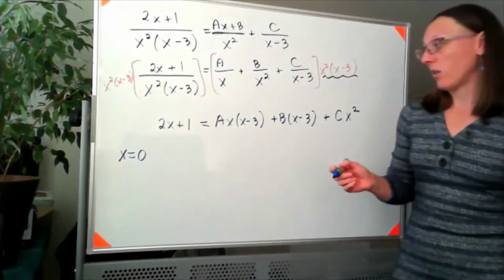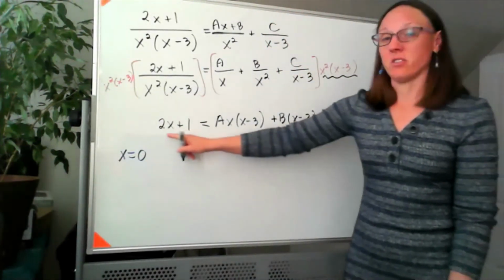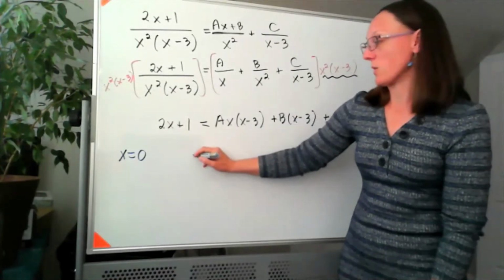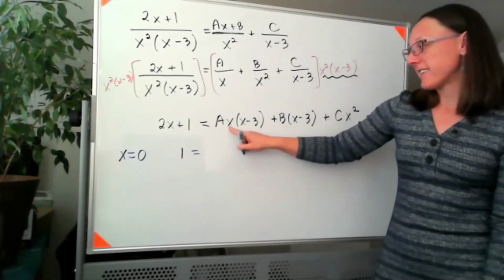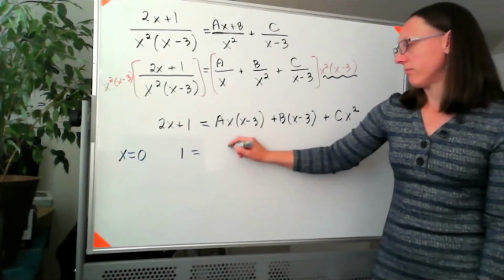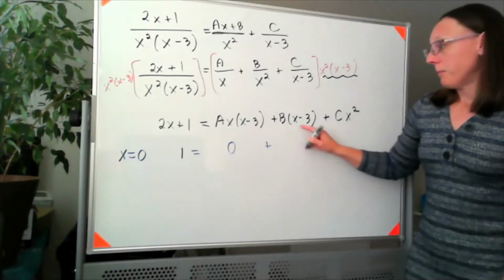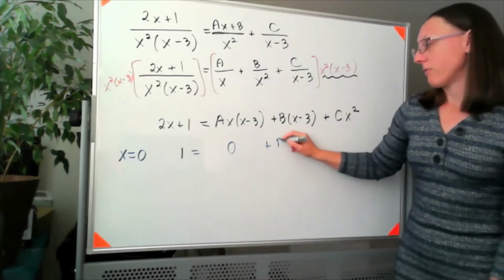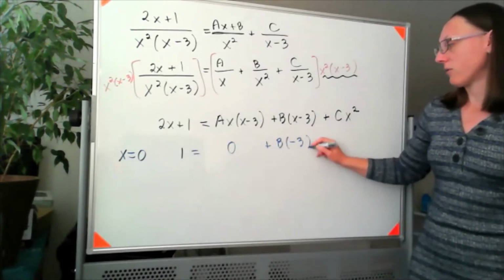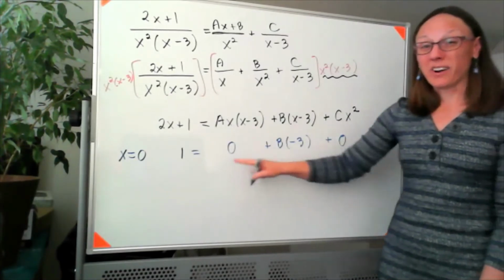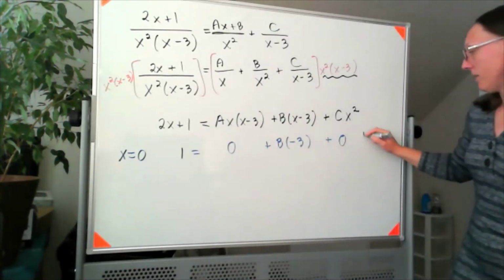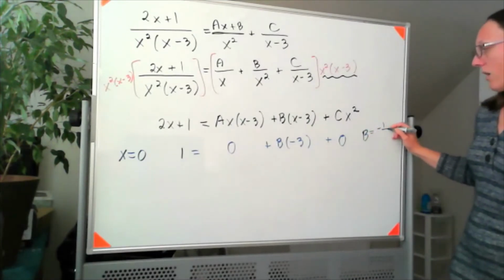So if I start by plugging in 0 for x, then on the left-hand side, 2 times 0 plus 1, I've got a 1. When I plug in 0 here, that's going away. My next piece, when I plug in 0, I'll have b times negative 3. And my last piece, when I plug in 0, that's also 0. So here at least I got b. B is going to be that negative 1/3.